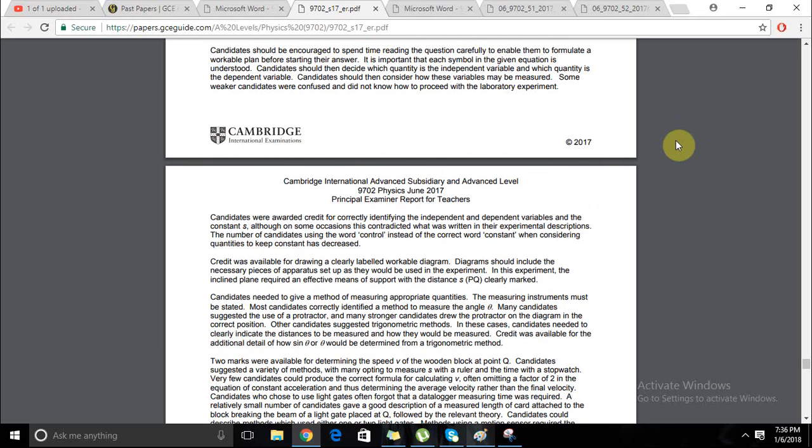And candidates were awarded credit for correctly identifying the independent and the dependent variables and the constant s, that is the displacement. Although on some occasions this contradicted what was written in the experimental description. Don't be contradictory. No one likes that. The number of candidates using the word control instead of the correct word constant when considering quantities has decreased. Constant variable, never control.